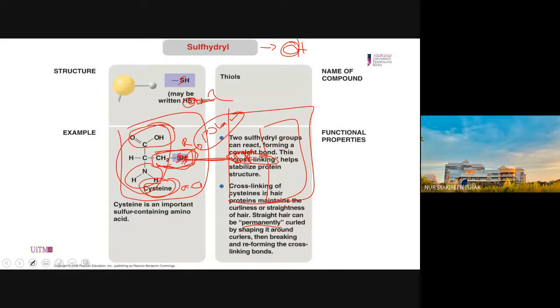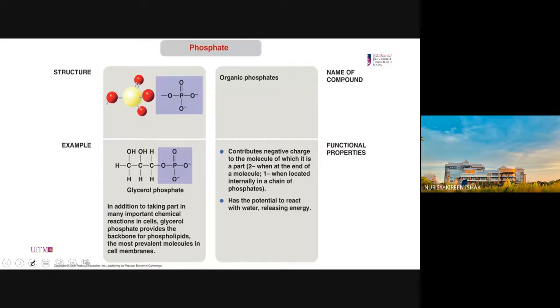in your hair. And then phosphate. The phosphate formula is PO4 2 negative. The formation of the bond is between the phosphate group and the rest of the molecule involved. So the name of the compound is organic phosphate.